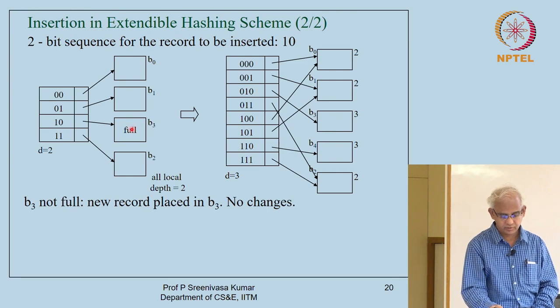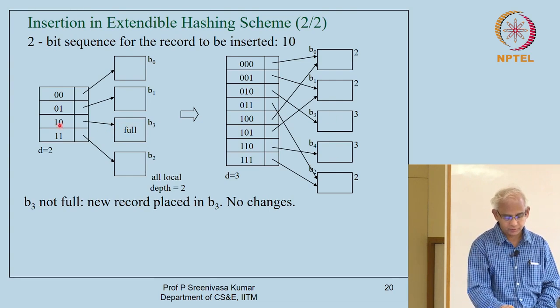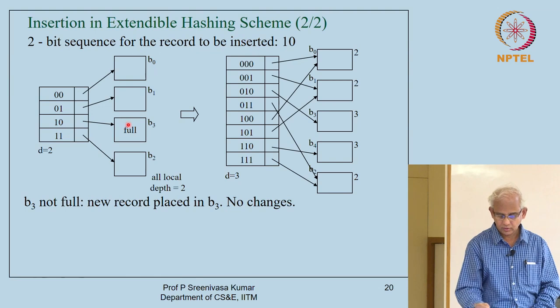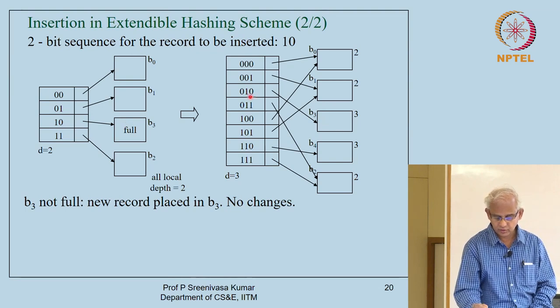Now, the B3 records that were coming here had 1 0 as the 2 bit sequence. Now, they will have 0 1 0 as the 3 bit sequence, and the other one, the 1 1 0, will now go to the new bucket.